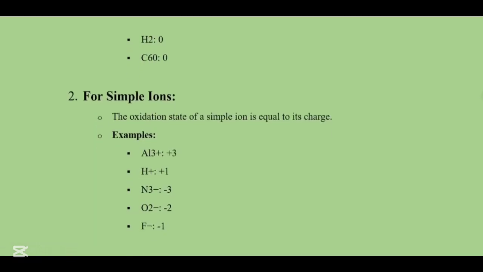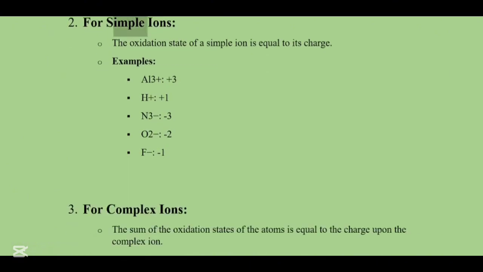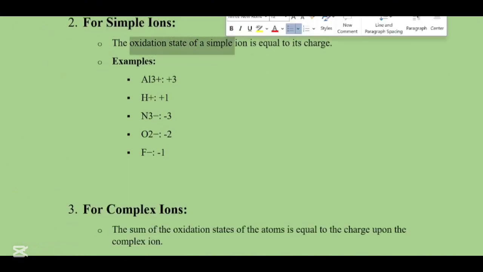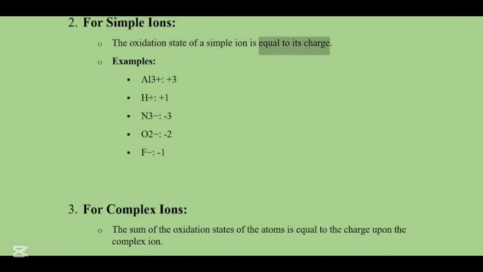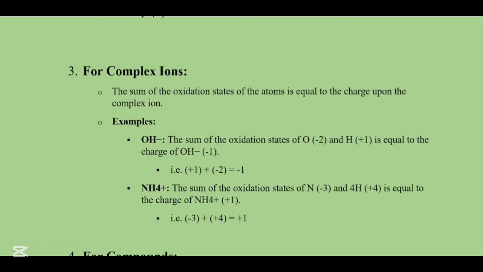which is basically an allotrope of carbon. For simple ions, the oxidation state of a simple ion will be equal to its charge, like aluminum 3 plus will be positive 3, hydrogen plus will be positive 1, and 3 minus will be negative 3, and so on. And then for complex ions, the sum of the oxidation states will be equal to their charge, which means if we have OH minus, the oxygen, which is negative 2, will be added with positive 1, so the answer will be negative 1. This is the charge of this complex ion.